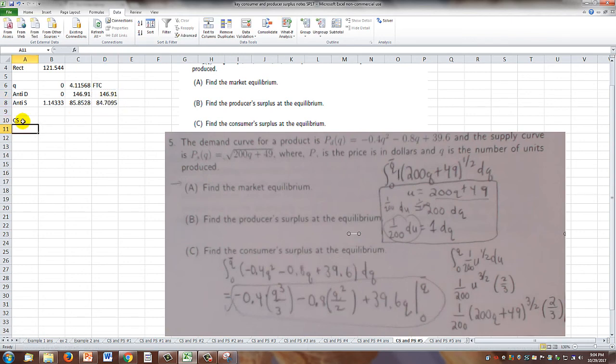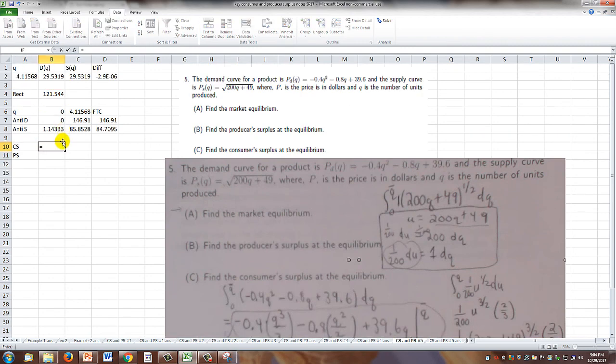And then consumer surplus and producer surplus. Consumer surplus is the demand curve, and it's the area under the demand, which is above the rectangle. So that tells me I need to click on the area under the demand minus the area of the rectangle. That's your consumer surplus. For the producer surplus, the rectangle is above the supply curve, so I'm going to do rectangle minus the area under the supply curve. Get that. Okay, so this is the consumers.